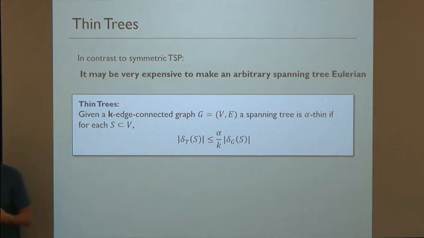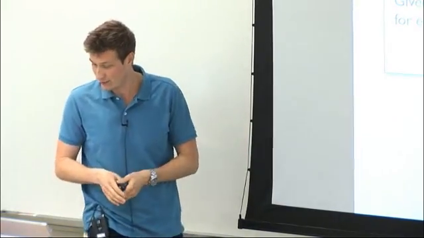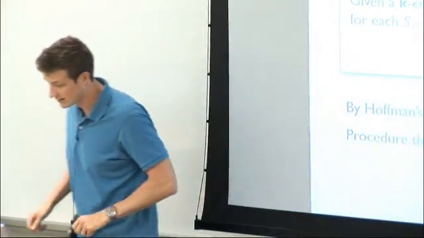Okay? So we want to find a tree that simultaneously doesn't use much more than alpha over k. It shouldn't use more than an alpha over k fraction of the edges. And this turns out to be a sufficient condition because then you can use something called Hoffman's circulation theorem. So without going into this, if you have a procedure that finds an alpha thin tree, then it actually gives you an alpha approximation for ATSP. So that is a sufficient condition to approximate ATSP.